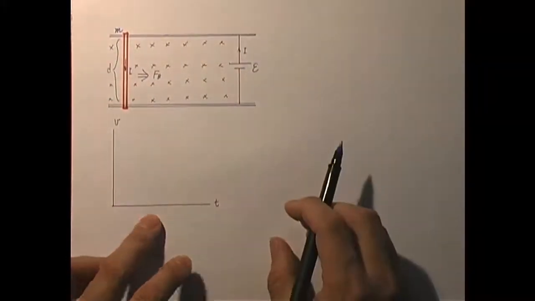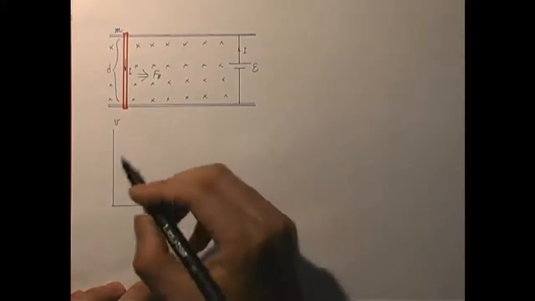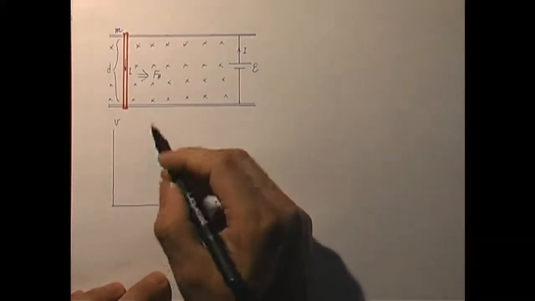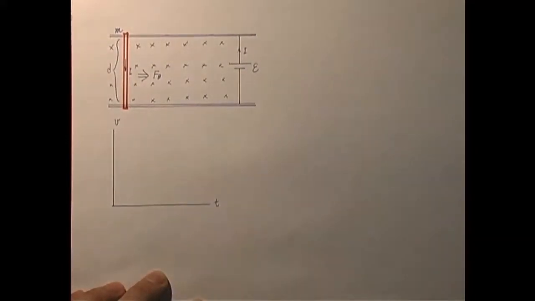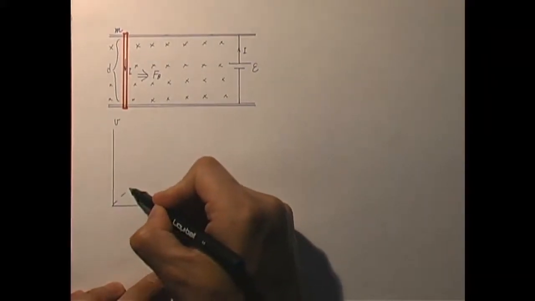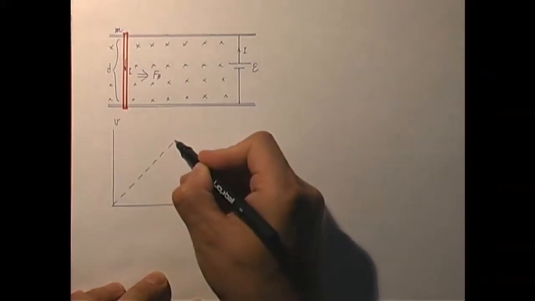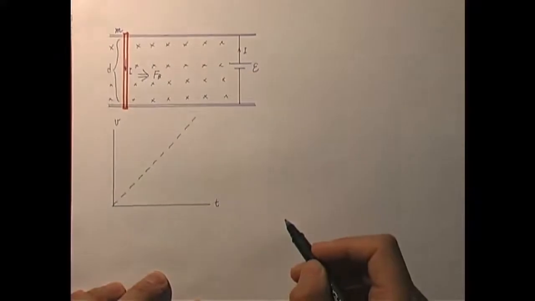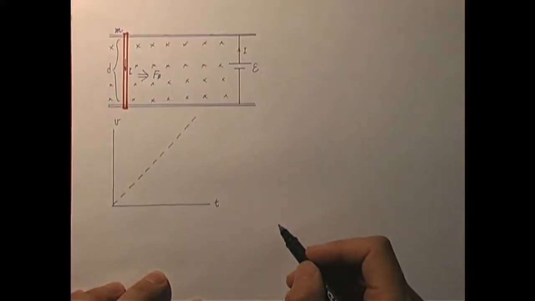So you have a uniform acceleration because the force is uniform. The speed would then increase linearly as a function of time, because it would be uniformly accelerated motion, like this, right? A straight line. Now we have to consider Faraday's law, of course.